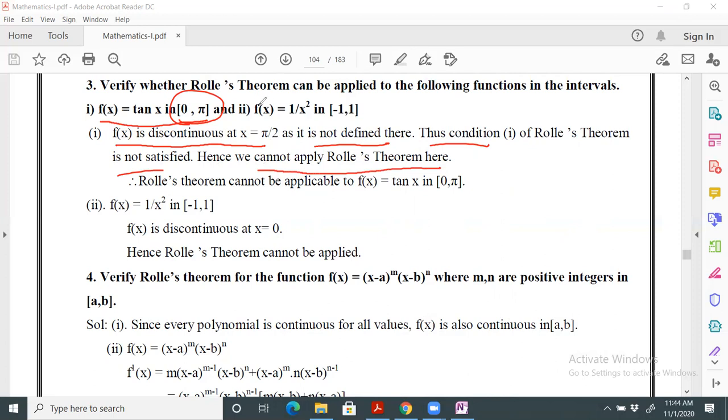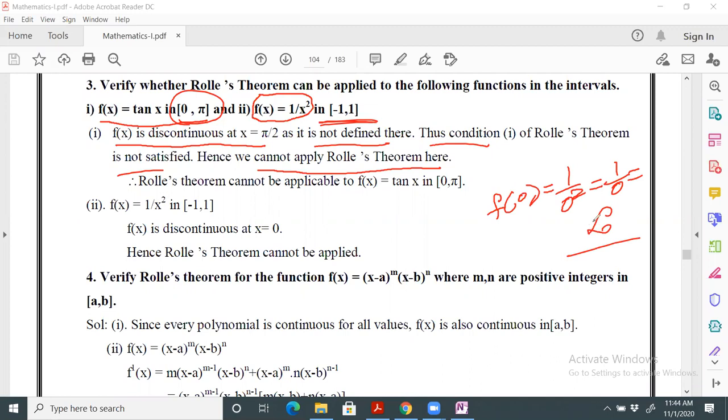In the same manner, if I'm taking f of x equals to 1 by x square, in this interval we have to check whether it is continuous or not. For example, I'm taking x equals to 0. When we take x equals to 0, what is the f of 0 value we'll get? f of 0 is equals to 1 by 0 square, nothing but 1 by 0. 1 by 0 is equals to infinity, undetermined. That means it does not exist, infinity.